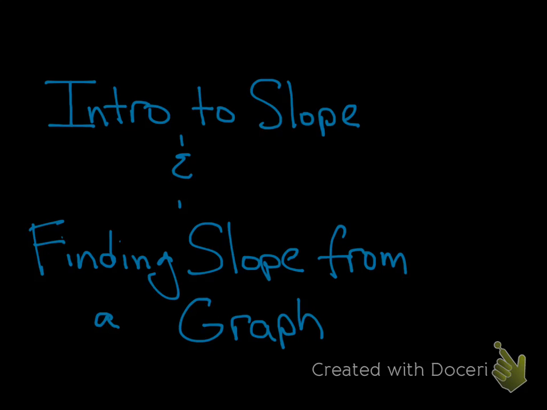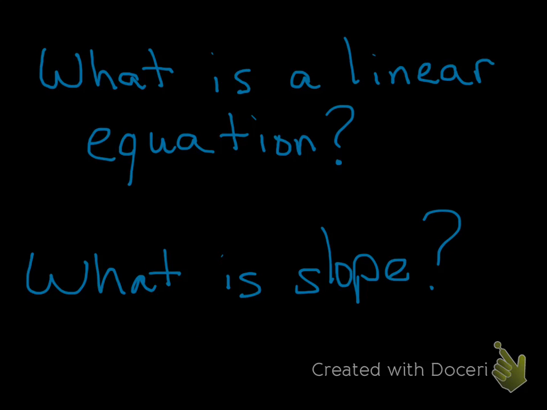Alright, before we start, let's talk about a few things. First, what is a linear equation? Look at this word: the word linear has the word line in it. So a linear equation is any equation that, when you plug in values for x and y, is going to give you a straight line.